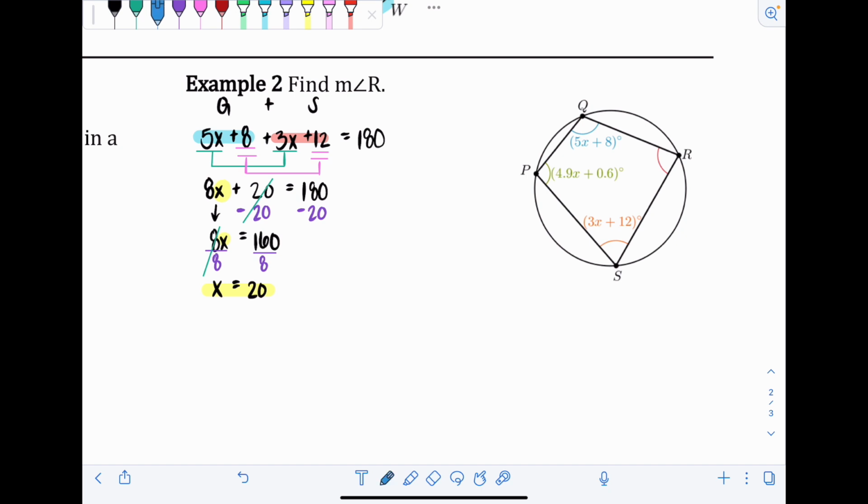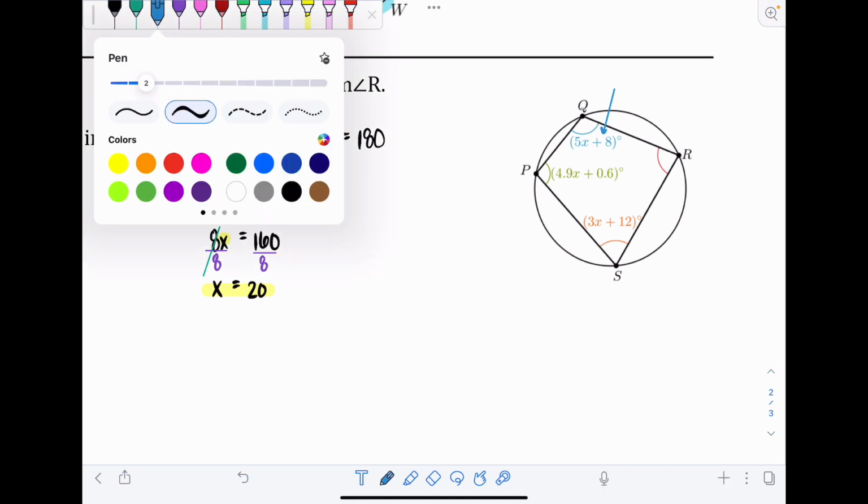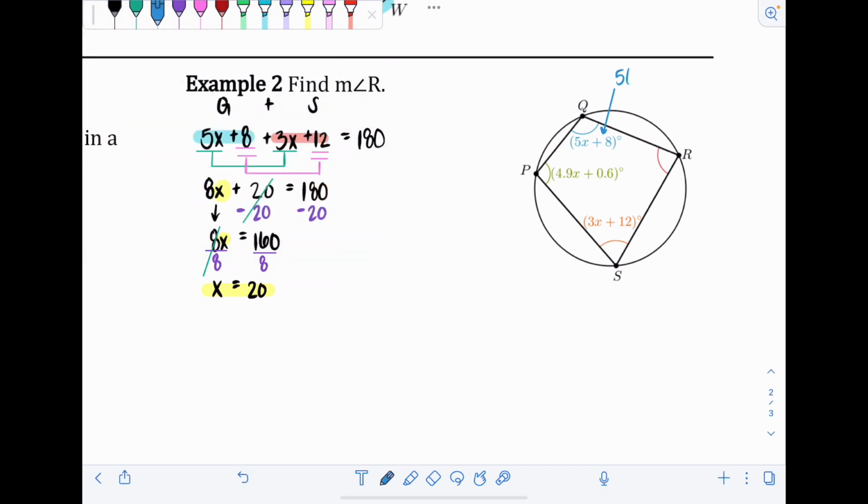So if I want to find the measure of angle Q, it would be 5 times 20 plus 8. You would need to follow order of operations to simplify. So it'd be 5 times 20 plus 8. We multiply 5 and 20, and 5 times 20 is 100, plus 8 would be 108. So the measure of angle Q would be 108, and then we'll do the same thing for the measure of angle P.